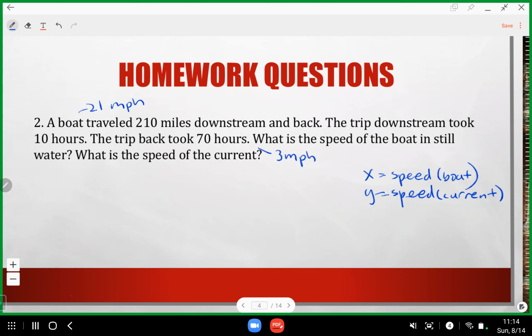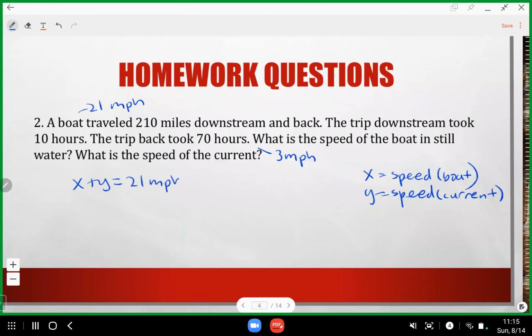All right. So we know the way downstream is the speed of the boat plus the speed of the current. So if we add those two together, we would get the speed downstream. So x plus y is equal to 21 miles per hour.